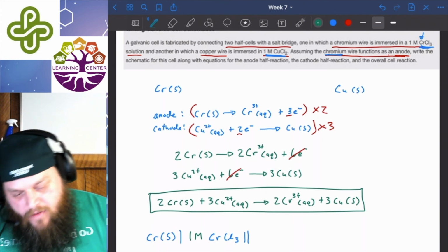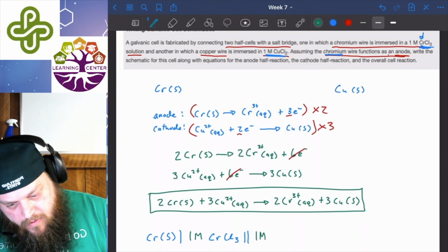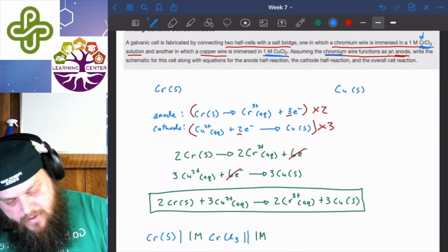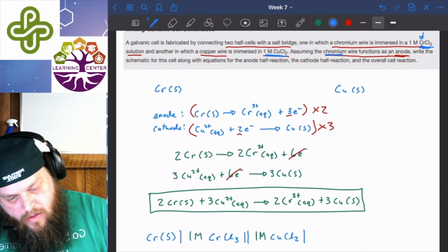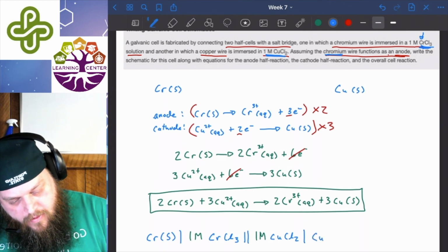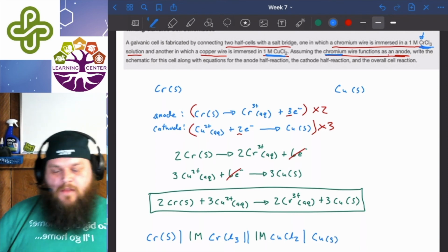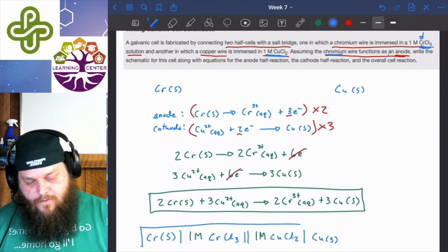There's my, what I call the salt bridge, kind of the interface between one side from the other. The molarity of the other one is also 1 molar. This is copper CuCl2, and that's interfacing then with copper solid. My S turned into a 2. There you go. And that's kind of the cell notation for this reaction.